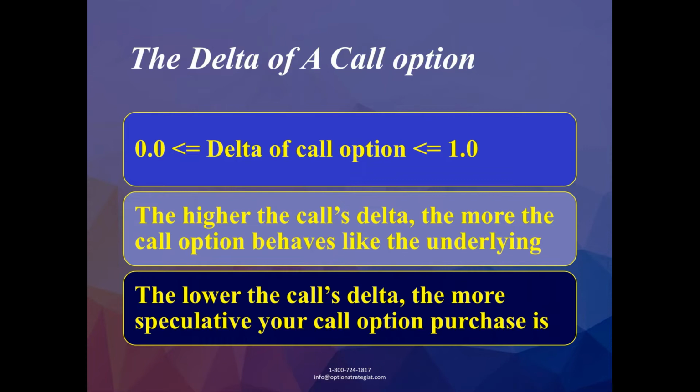So I look at the delta, let's say of a call option. The delta of a call option ranges between 0 and 1. The higher the delta, the more the option behaves like the stock. So I want something that's going to behave like the stock. I do not want to be right about the stock going up and then lose money on my options. So I like to buy something with fairly high delta.